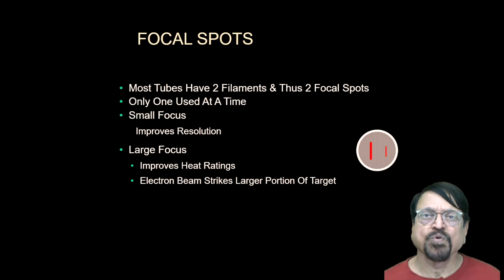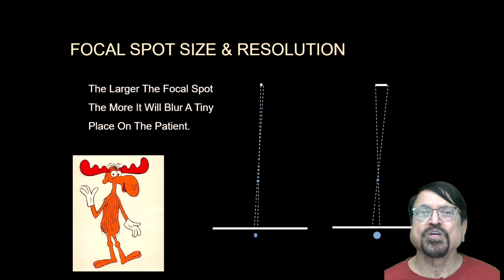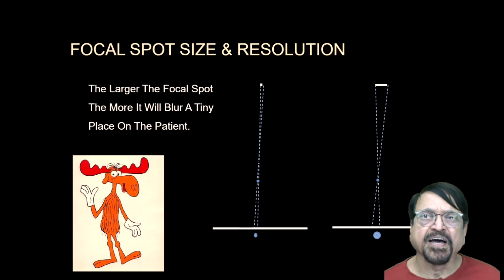By using a large focus, you expose a larger surface area at a time to the bombarding electrons, and that's why heat dissipation is better. Furthermore, you put it in a rotating position. Now focal spot size, as we have shown here, is also important for image quality. There is a lecture on penumbra. You must see how it affects this. The larger the focal spot, the more blur there will be on a tiny place on the patient. So here you can get it very easily.